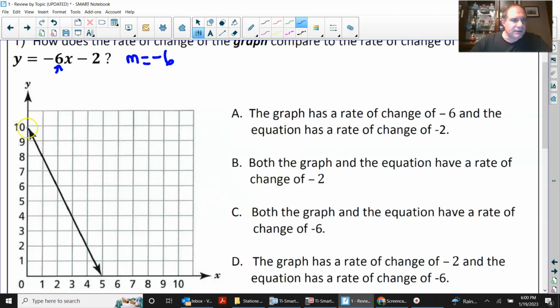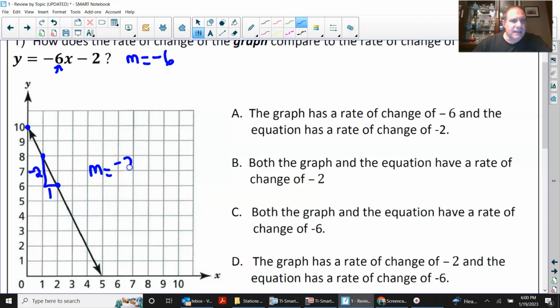Now let's go ahead and look at the graph. I'm going to pick this point right here. It's in the corner. And this point right here. You could pick this point right here if you want. You only need 2 points. So we're going down 2. So that's negative 2. And we're going to the right one, that's positive 1.